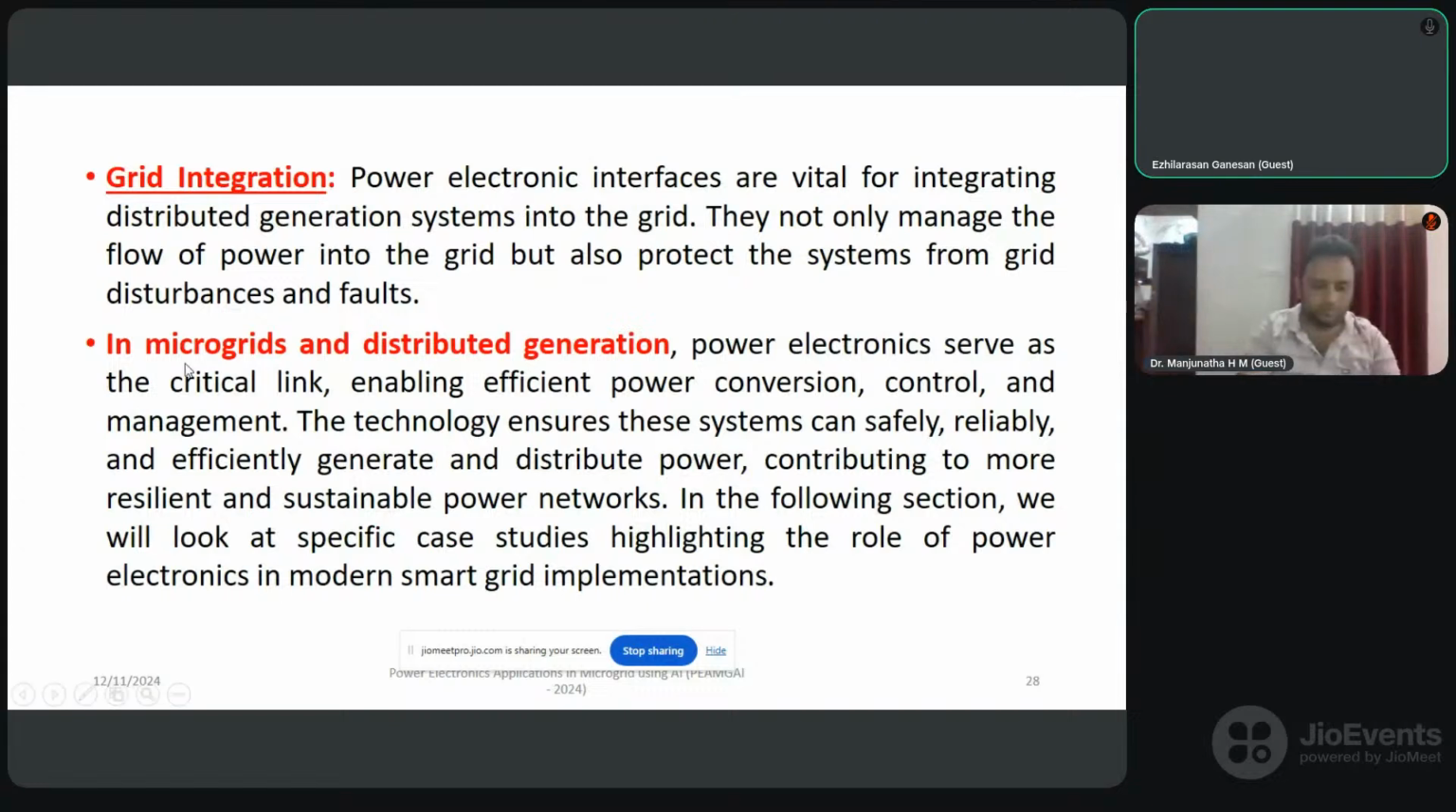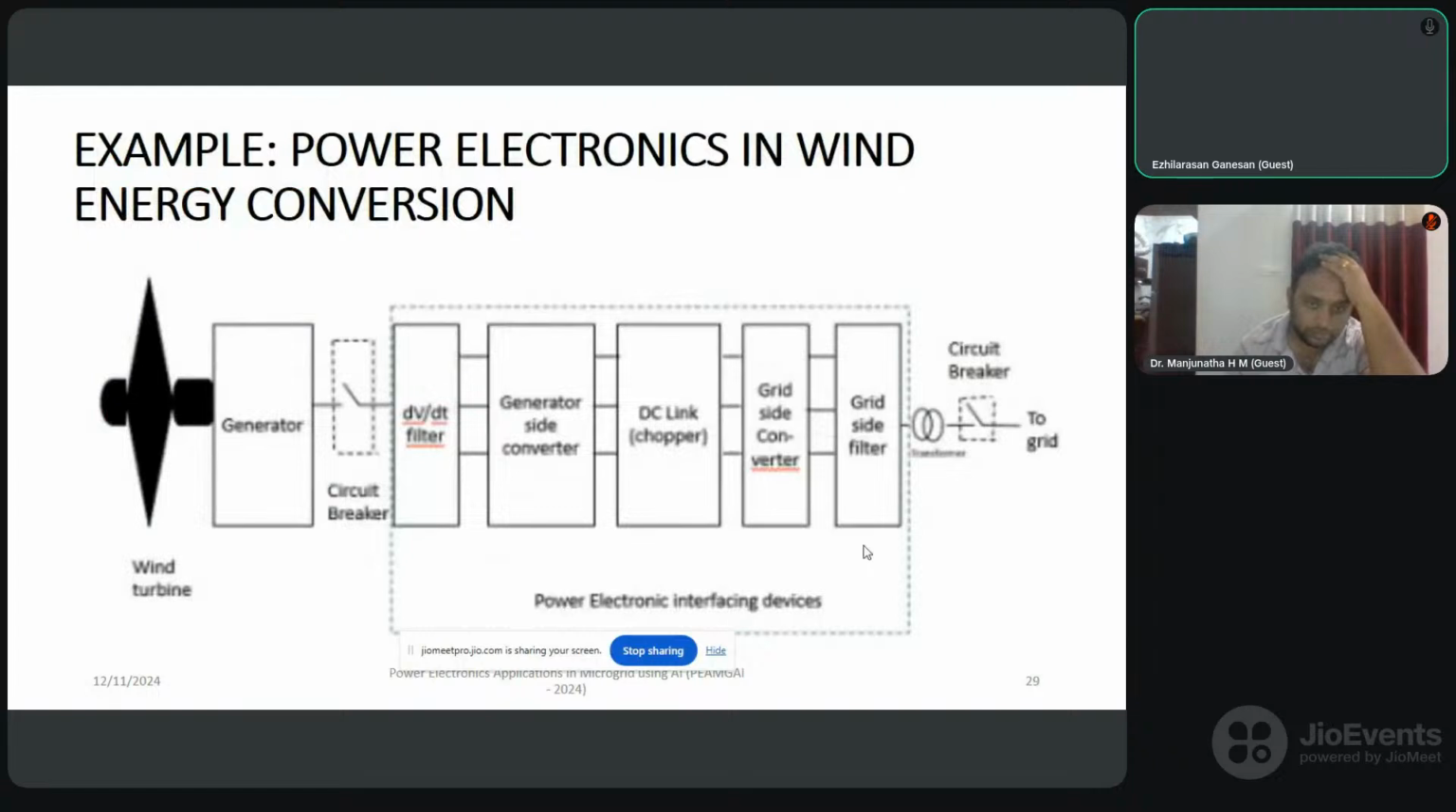In microgrids and distributed generation, power electronics serve as a critical link enabling efficient power conversion, control, and management. This technology ensures the system can safely, reliably, and efficiently generate and distribute power, contributing to more resilient and sustainable power networks. In the following section, we'll look at specific case studies highlighting the role of power electronics in modern smart grid implementation. An example is power electronics in wind energy systems. Without power electronics, there is no wind energy conversion. You can see how the wind turbine is connected to the grid. You can see how many power electronic converters there are.